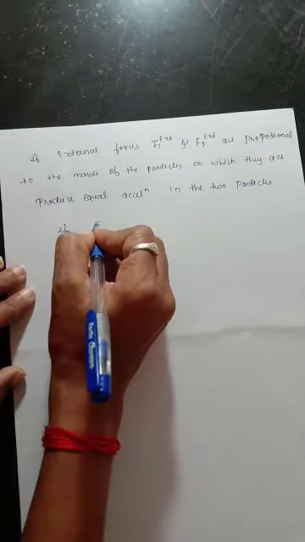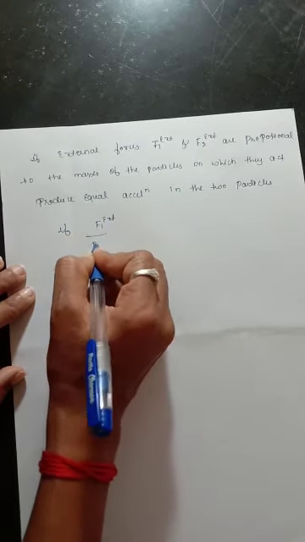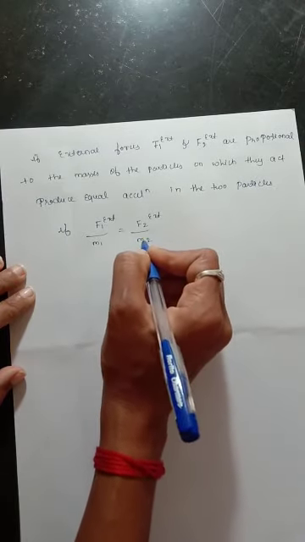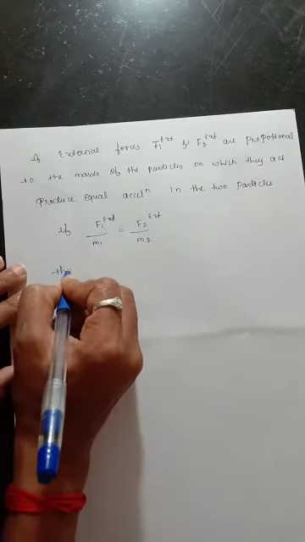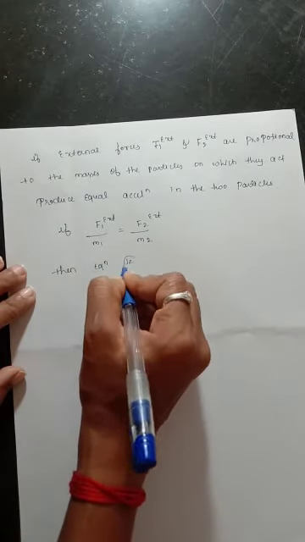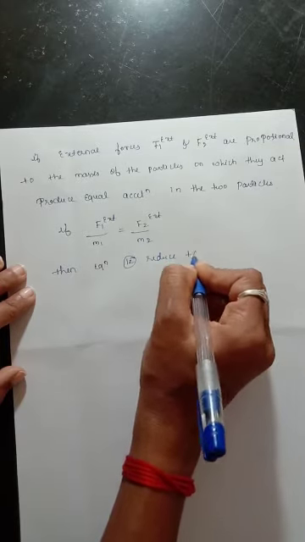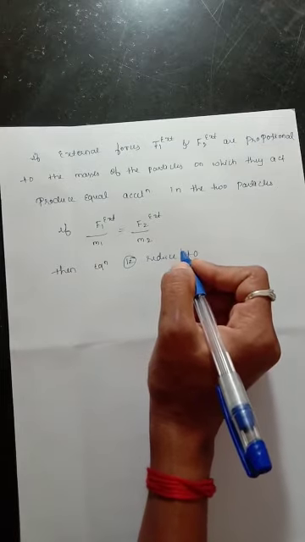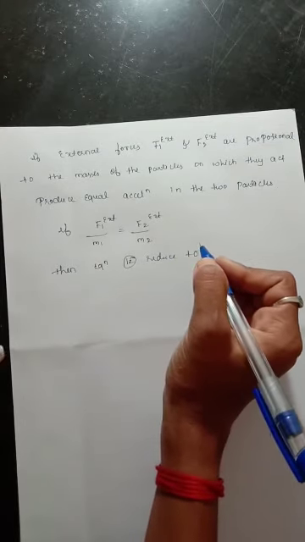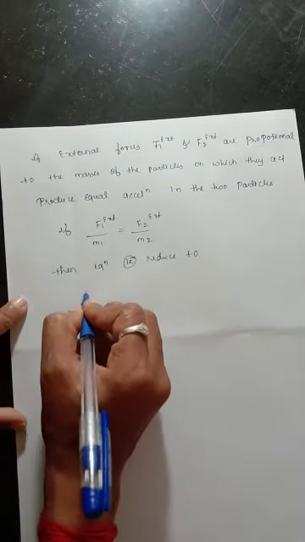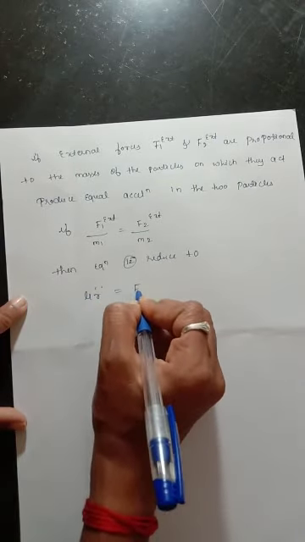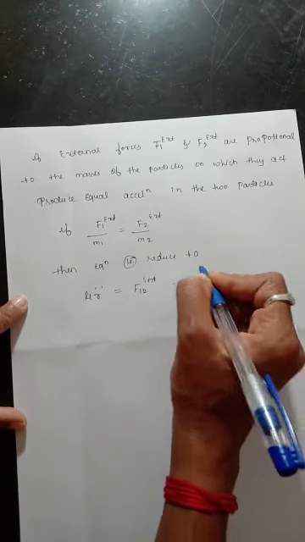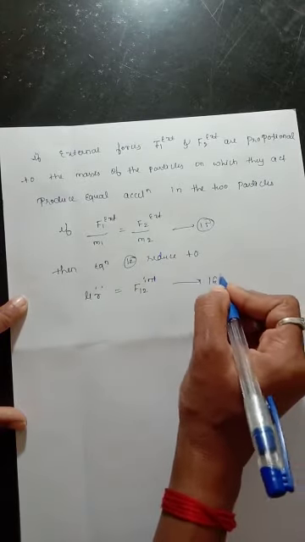If F1 external divided by M1 equals F2 external divided by M2, then equation 12 reduces to, what is equation 12? mu r double dot equals mu (F1 external divided by M1 minus F2 external divided by M2) plus F12 internal, that is equation 12. So that reduces to mu r double dot equals F12 internal. This is expression 15 and this is 16.